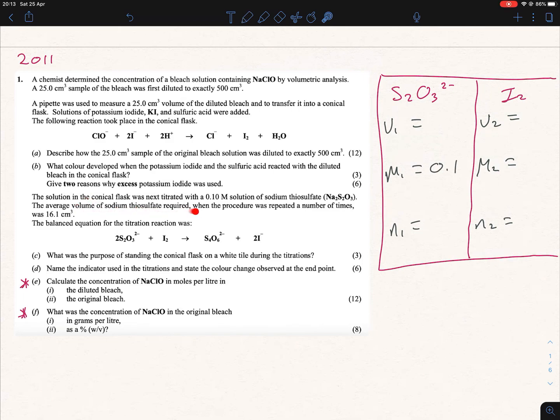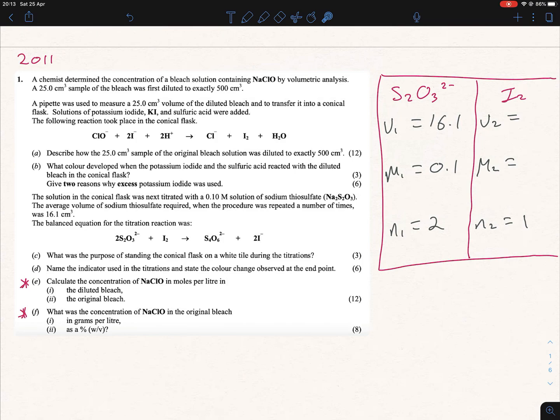Average volume of sodium thiosulfate was 16.1. So we actually have our volume as well. And we can see over here that we have a 2 in front of us, so we put a 2 here for our N. If we look at our iodine, we can see there's nothing in front of it, so we can assume it's a 1. Let's see, what else have we got? How do we know how much iodine we are using at all? Okay, so we'll figure that one out now.